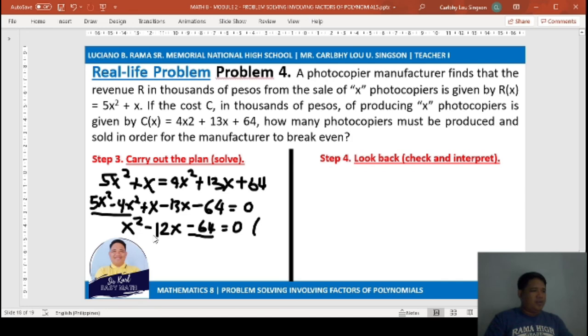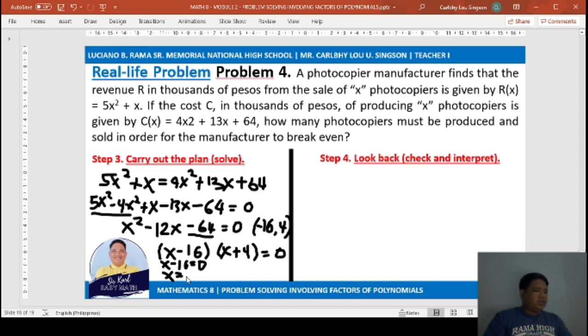Those are negative 16 and 4. We need to factor x squared minus 12x minus 64 equals 0 so that we could get the value of x. So the factored form is x minus 16 and x plus 4, equal to 0. If you notice, we are just using general trinomials here. So x minus 16 equals 0, then x would be equal to 16.